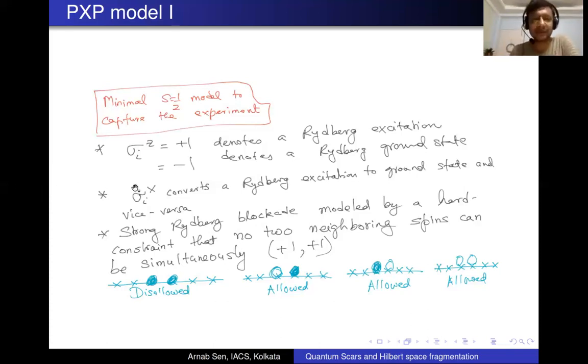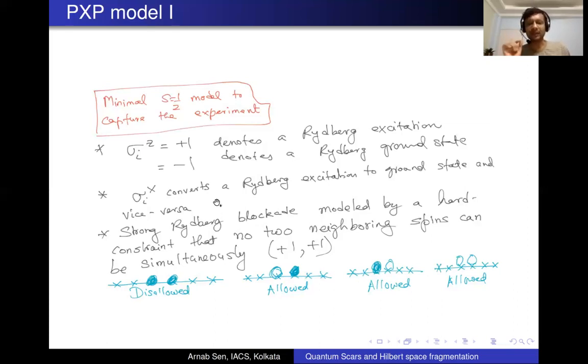Now, what is the thing which gives you a minimal quantum dynamics? The thing which gives you the minimal quantum dynamics is a sigma_i^x operator. These are just Pauli matrices, which are well known. So sigma_i^x, if it acts on a plus one state, gives you minus one. If it acts on a minus one, it gives you plus one, vice versa. As I've written here, it converts a Rydberg excitation to its ground state and vice versa.